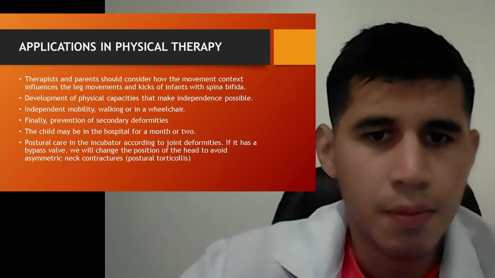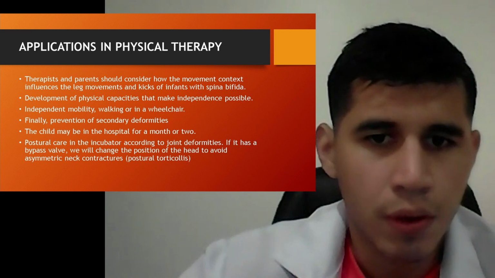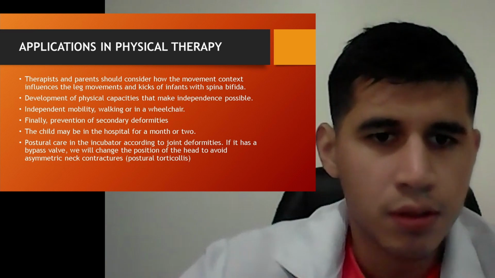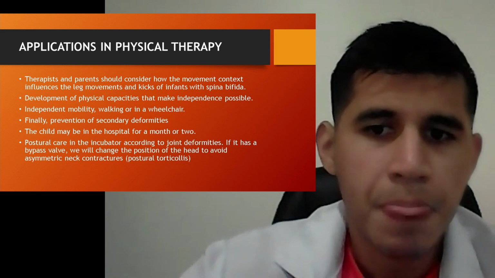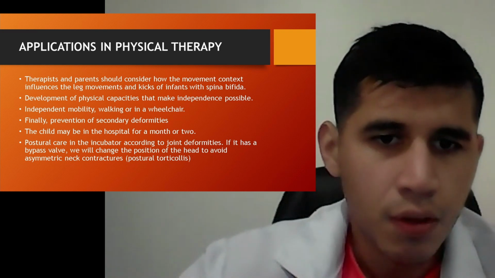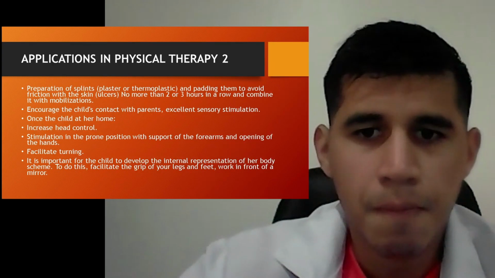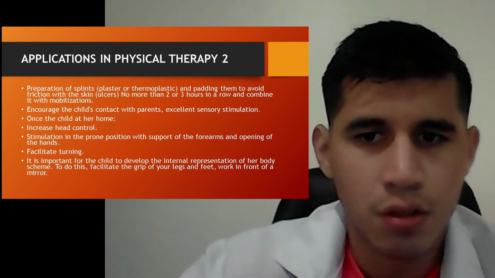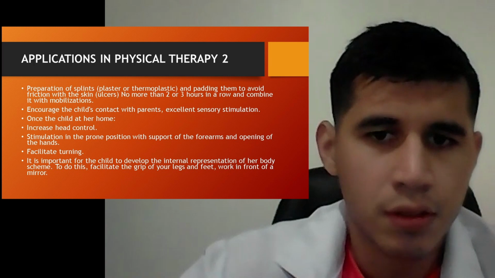The child may be in the hospital for a month or two. Posture care in the incubator according to joint deformation. If it was high-risk, we will change the position of the head to avoid asymmetric neck contractures. Prepare splints and handle them to avoid friction with the skin. No more than 2 or 3 hours in a row, in combination with mobilizations. Encourage the child's contact with her parents.